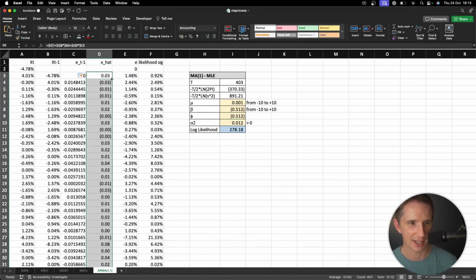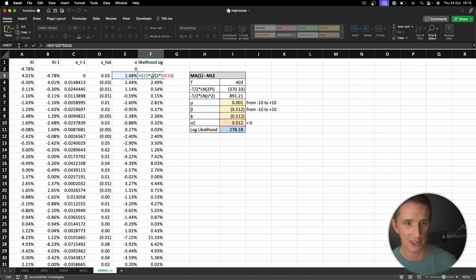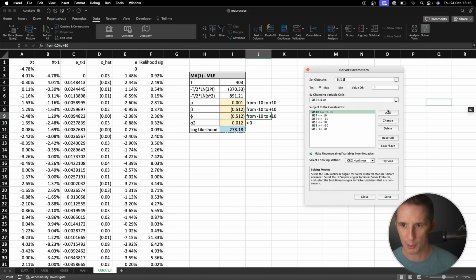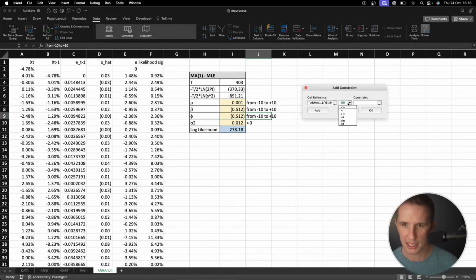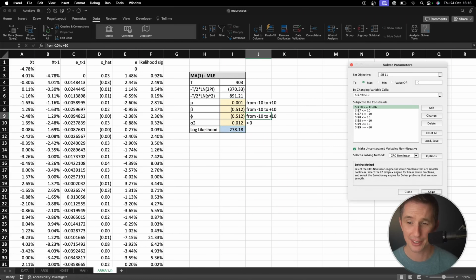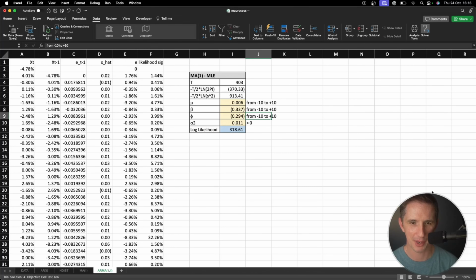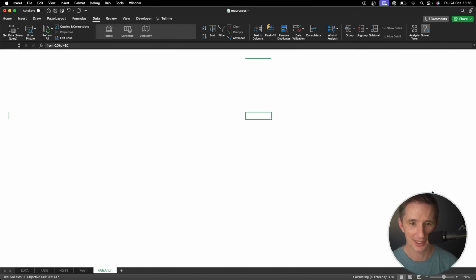Let's drop that down over here. So here's my X hat. And then here's my actual error term. And I can leave this formula exactly the same. And I'm also going to add one to say that this cell should be greater than or equal to minus 10. And then let's go and hit solve and watch it go to work. Okay, so everything's frozen again on my screen. And there you go. It's running. And let's see if it can get to an answer.